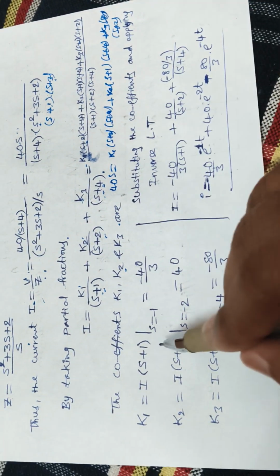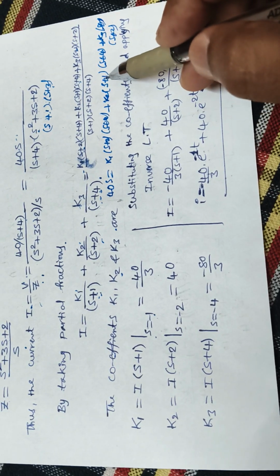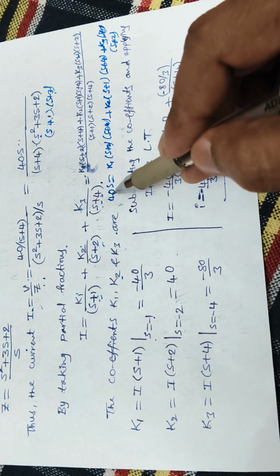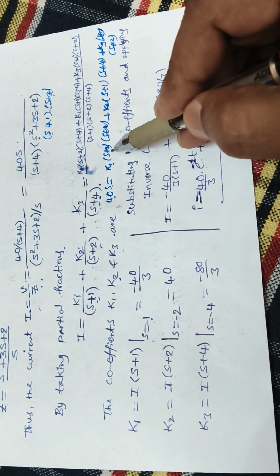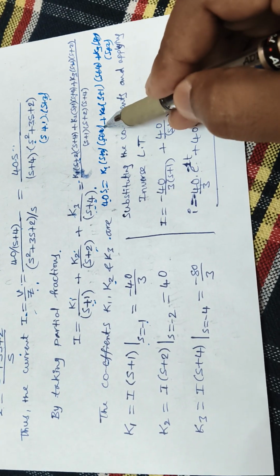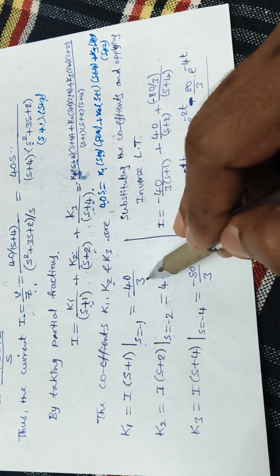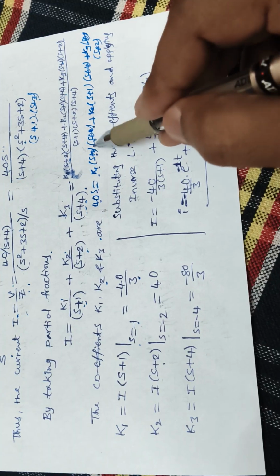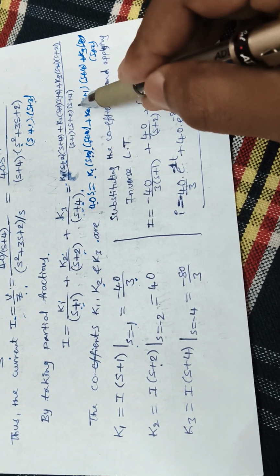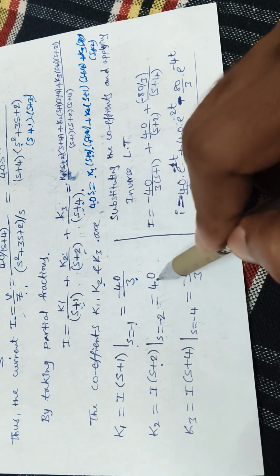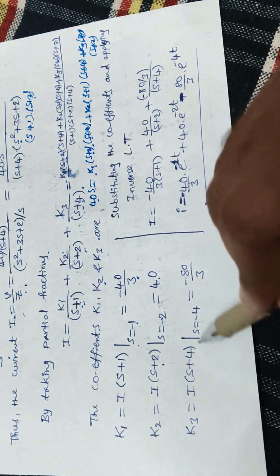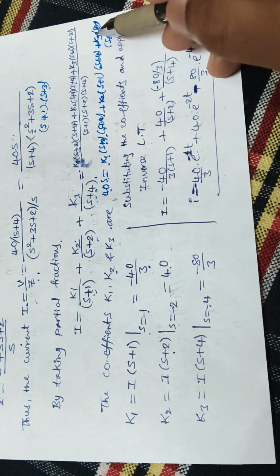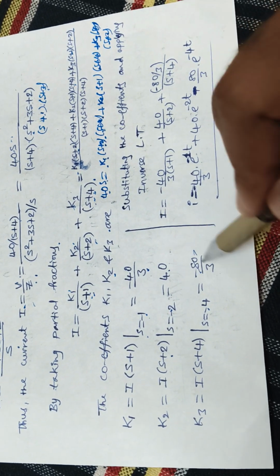In this equation, you substitute S equal to minus 1. If you substitute S equal to minus 1, the second and third terms will become 0. And this will become 40 into minus 1 is equal to K1 into (minus 1 plus 2)(minus 1 plus 4). It will become minus 40 by 3, so K1 is equal to minus 40 by 3. In a similar way, if you substitute S equal to minus 2, the first and last terms will become 0, and you get the K2 value as 40. And if you substitute S equal to minus 4, the first and second terms will become 0, and you'll get K3 as minus 80 by 3.